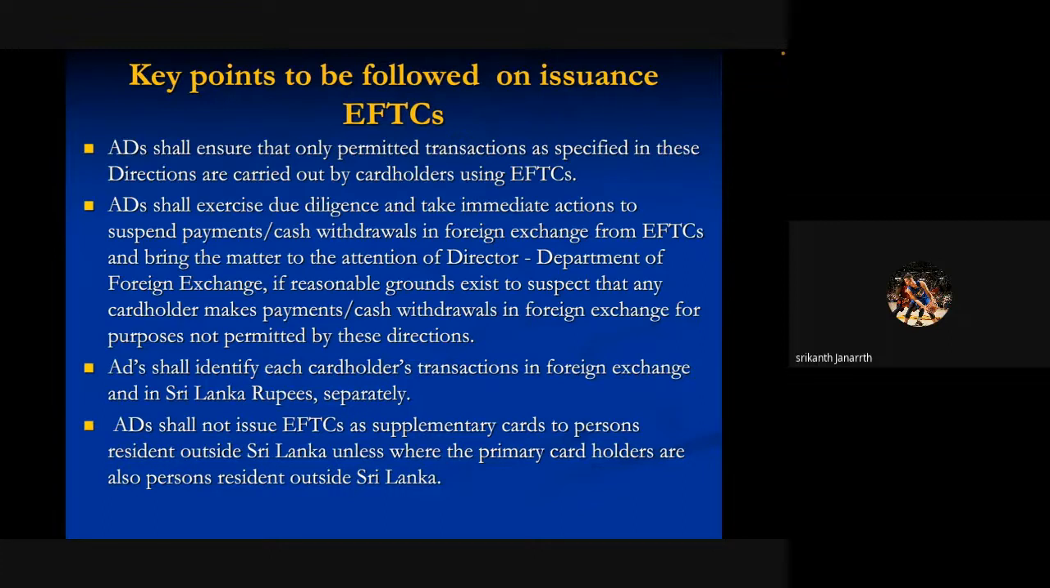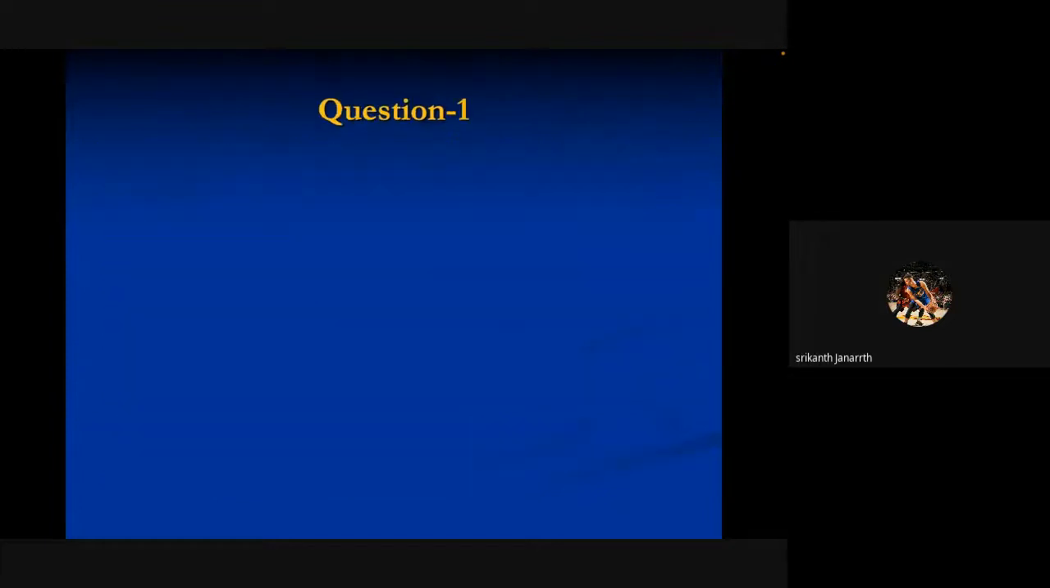AD shall not issue a supplementary card to a person resident outside. If the card is issued to a resident outside, you should not issue a supplementary card, because you don't know the other person's eligibility. If you are a local resident, you can issue a supplementary card. If I am taking a card, I can get a supplementary card for my wife because I am a resident. If a bank issues a card for a foreigner, they can't issue a supplementary card for the wife without knowing her residential status, right? You can't do that.